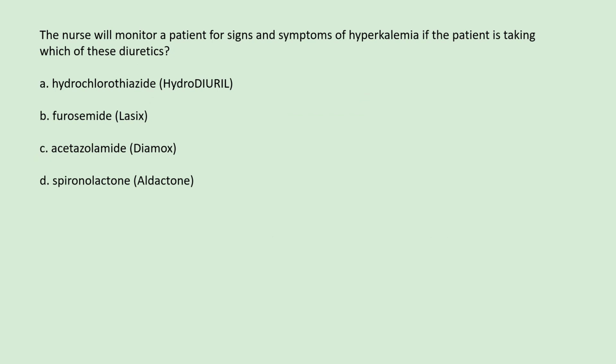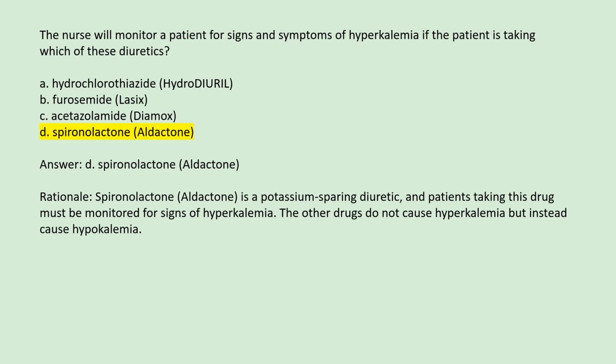The nurse will monitor a patient for signs and symptoms of hyperkalemia if the patient is taking which of these diuretics? A. Hydrochlorothiazide, Hydrodiuril, B. Furosemide, Lasix, C. Acetazolamide, Diamox, D. Spironolactone, Aldactone. Answer: D. Spironolactone, Aldactone. Rationale: spironolactone is a potassium-sparing diuretic, and patients taking this drug must be monitored for signs of hyperkalemia. The other drugs do not cause hyperkalemia but instead cause hypokalemia.